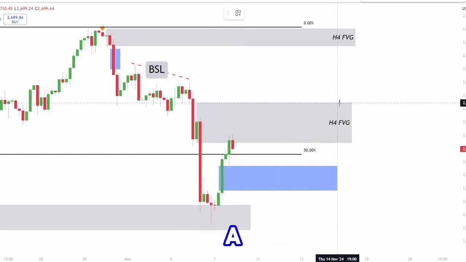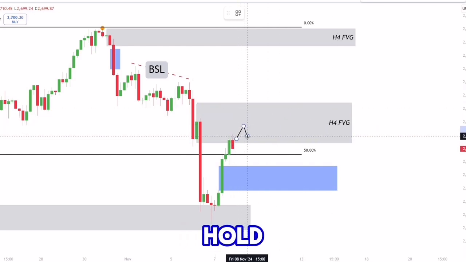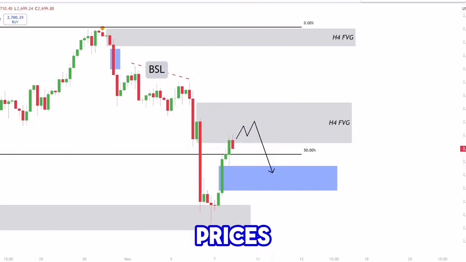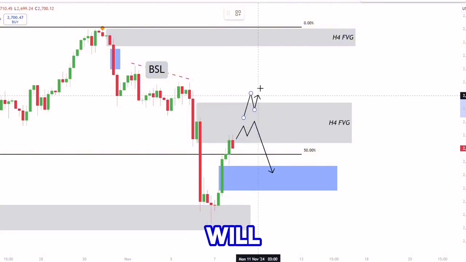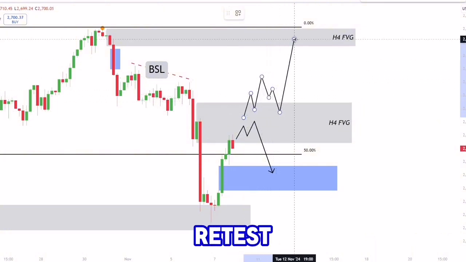We're in a premium, we're in a bearish POI. If this does hold successfully, yes, we can see lower prices. If price fails to hold this and we break above, we can then see this as a retest for higher prices.